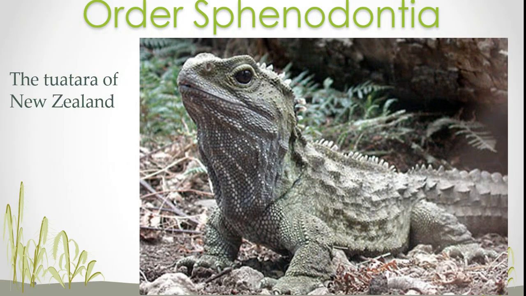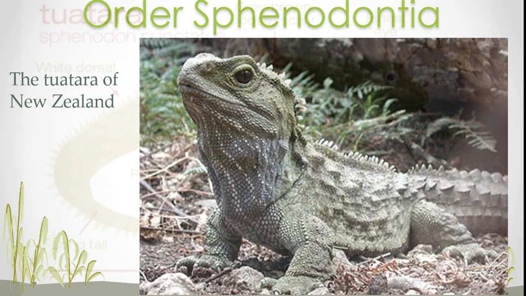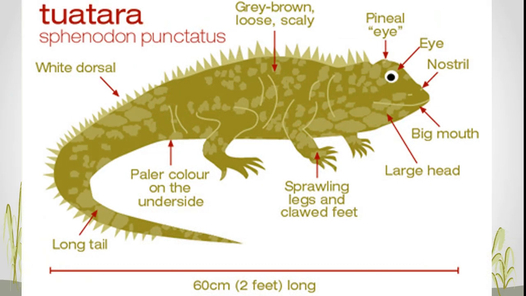All right, here's our last order, the Sphenodontia. It's the tuatara of New Zealand. Now notice it looks a lot like a lizard, looks a lot like an iguana, but it is different. There's enough difference to put them in their own order, which is a lot to ask in biology, right? They do have a scaly body. They have this cool kind of dinosaur dorsal, pointy stuff. Large head, big mouth, this kind of thing.